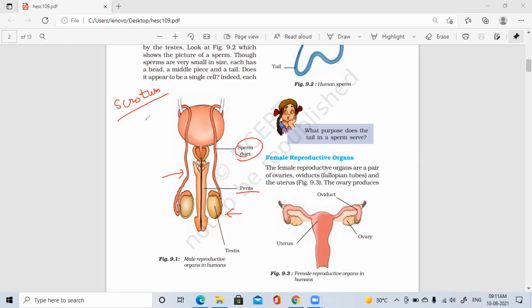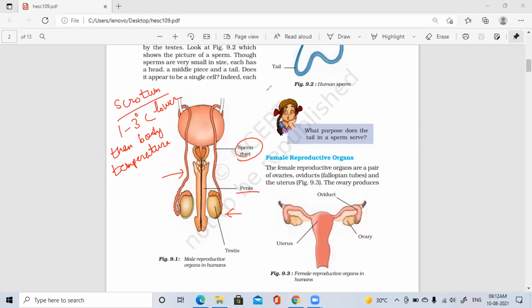Now this scrotum acts as a thermal regulator and keeps the temperature of the testes 1 to 3 degrees Celsius lower than body temperature. Because if the testes were present inside the body, then the formation of sperm would not take place because they require a lower temperature than the body temperature for their formation.